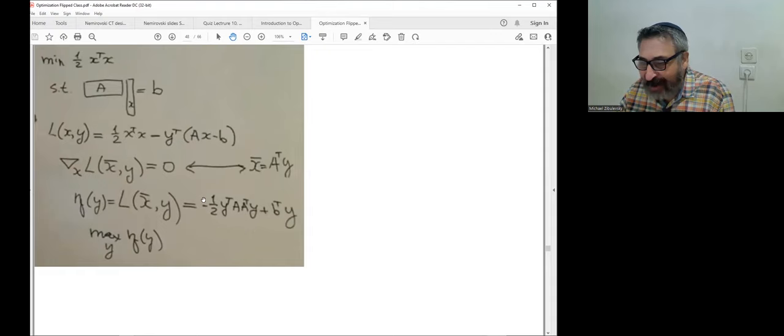Pay attention that the dual function is maximizing over eta of y without constraints, because originally we had the equality constraint. That's why we have no restriction on the sign of y.